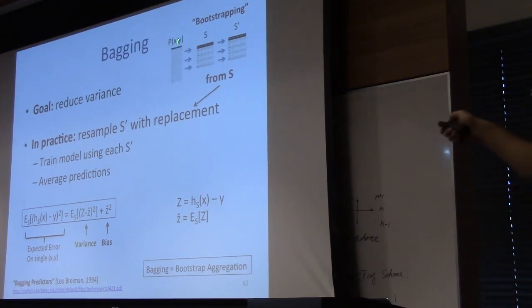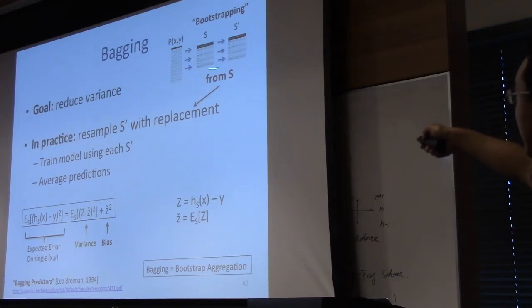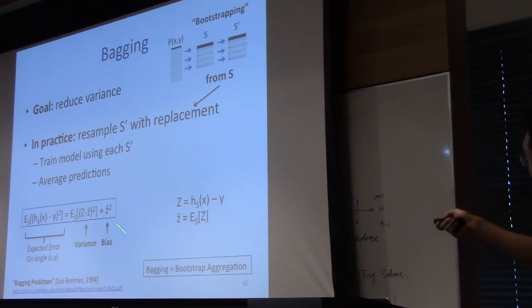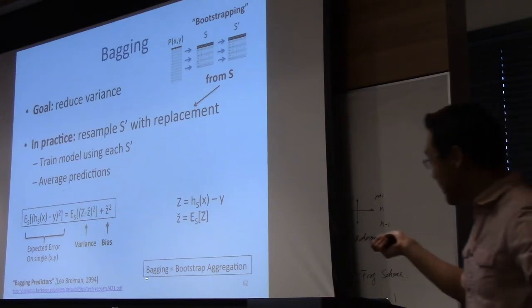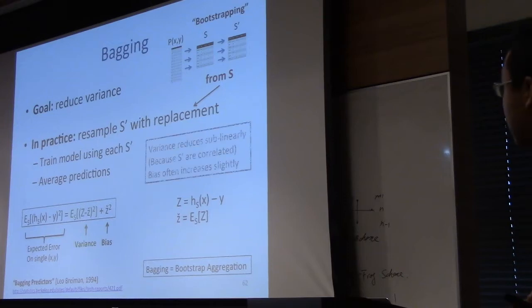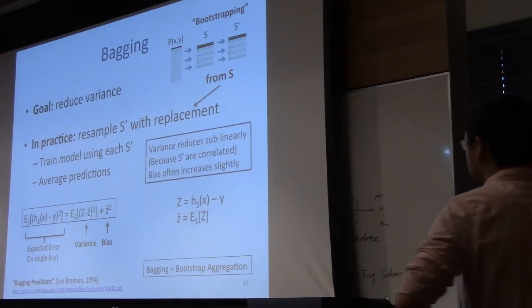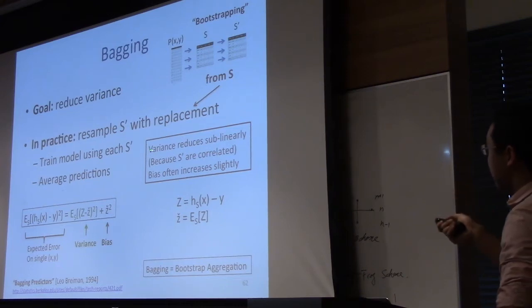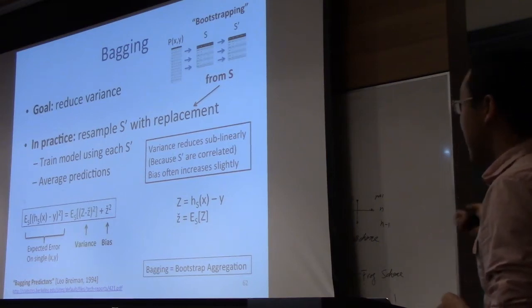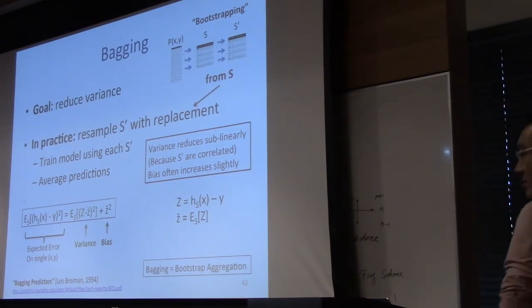So here's what we're actually doing in bagging. We have the test distribution. We have a single training set from the test distribution. We use this training set to create new training sets S prime, called bootstrapping, which is essentially just resampling from S with replacement. And then we train a model using each of these S primes, and then we average their predictions. So bagging stands for bootstrap aggregation. Now, because we're not actually sampling from the test distribution, the variance does not decrease linearly as we draw more samples, because the S primes are correlated. At some point, the variance won't go down any further.